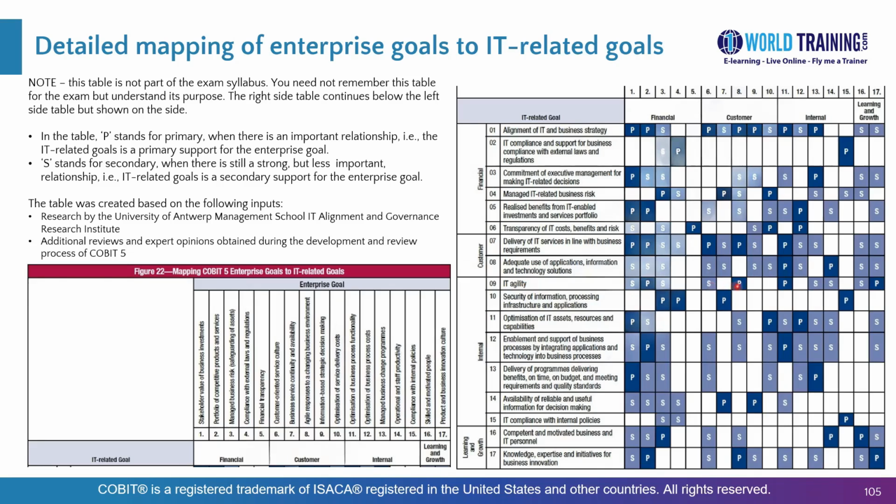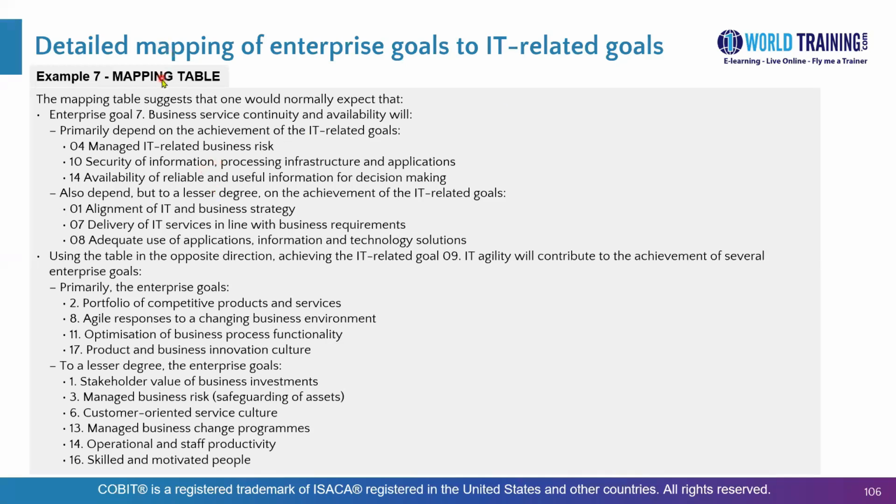Then we have in column 8, primary, and column 8 is about agile responses to a changing business environment. And we can see the word agile appearing not only in the enterprise goal, but also in the number 9 IT agility IT goal. So that's how we should process the remaining entries in row number 9, IT agility. So that should give us some clarity. And if we have an example of how the mapping is done, the entries I was talking about are actually clarified in this example on this slide.